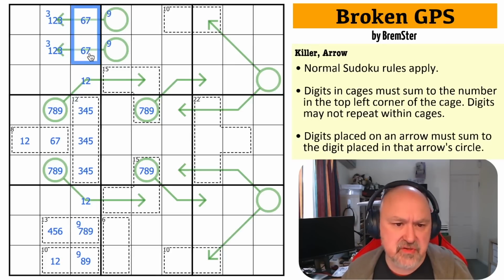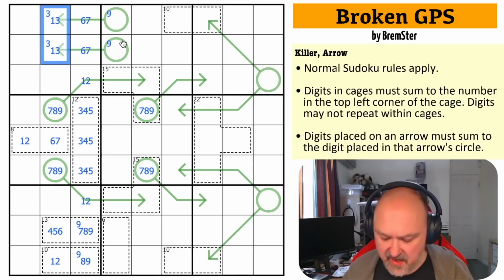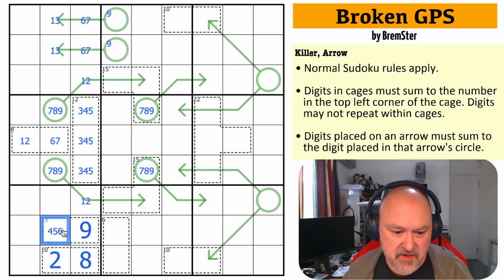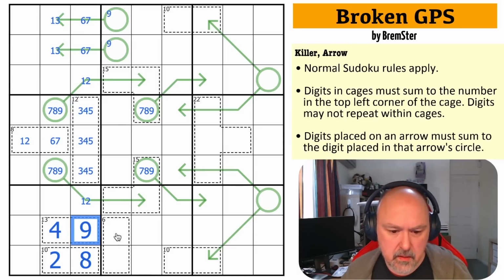And I can't do 2, 7 because 2, 7 would need another 9. So this is a 1, 3 pair, which means this is a 2 and this is an 8. This is not 7 or 8. This is the 9, which means this is the 4. This 6 cage, well, this 2 means this is 1 and this is 2.